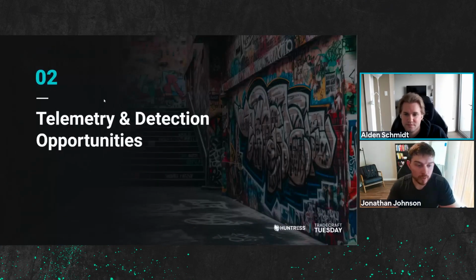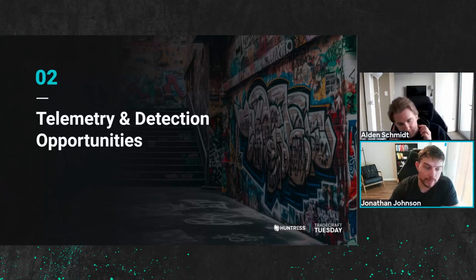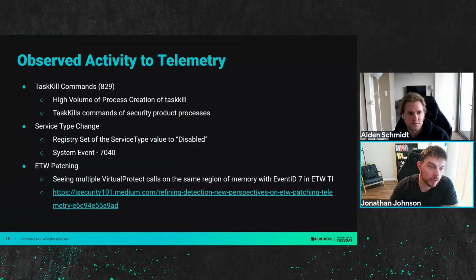Cool. So now we're going to dive into telemetry and detection opportunities as it relates to this ransomware. Whenever we do this, we want to look at observed activity and correlate that to telemetry, see what exists, and then see if there is something that we can implement from a detection perspective. The first thing I would say is that there were 829 different taskkill commands that were run.